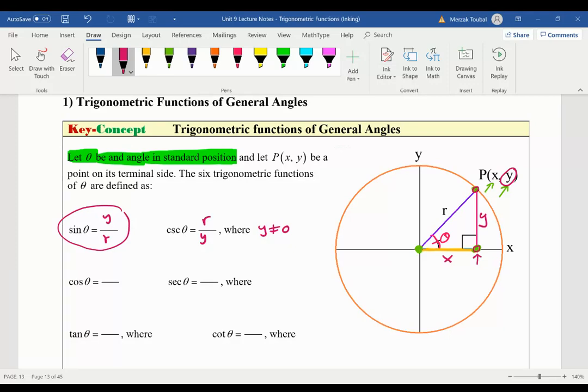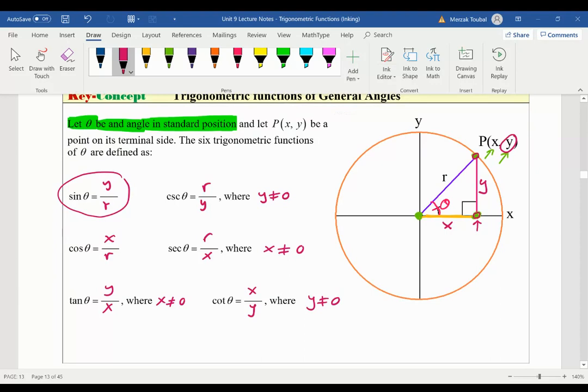Cosine is adjacent over hypotenuse, which would be x over r. Secant is a reciprocal of cosine, so it should be r over x, and the same thing, x must not be 0. Tangent is opposite over adjacent, which is y over x. Cotangent is a reciprocal of tangent, which means x over y, where, again, y should not be 0, or here also x should not be 0.